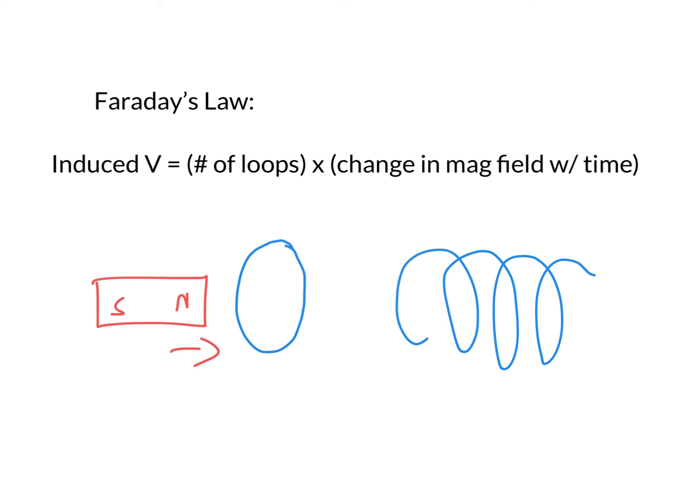Now, the induced amount of voltage in that loop, and remember that induced voltage is going to make a current go around that current carrying loop, that induced voltage is equal to the number of the loops.